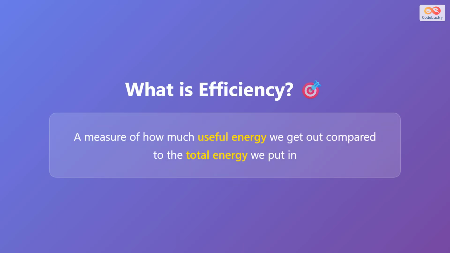So, what exactly is efficiency? Efficiency is a measure of how much useful energy we get out compared to the total energy we put in. Think of it this way: when you use any machine or device, you supply it with energy. But not all of that energy does the job you want. Some of it gets wasted. Efficiency tells us what fraction of the input energy actually does useful work.